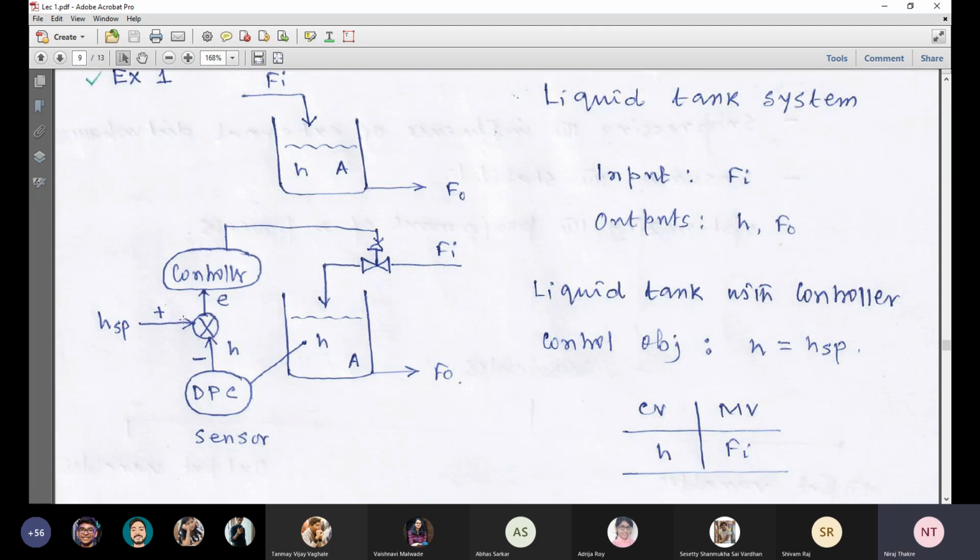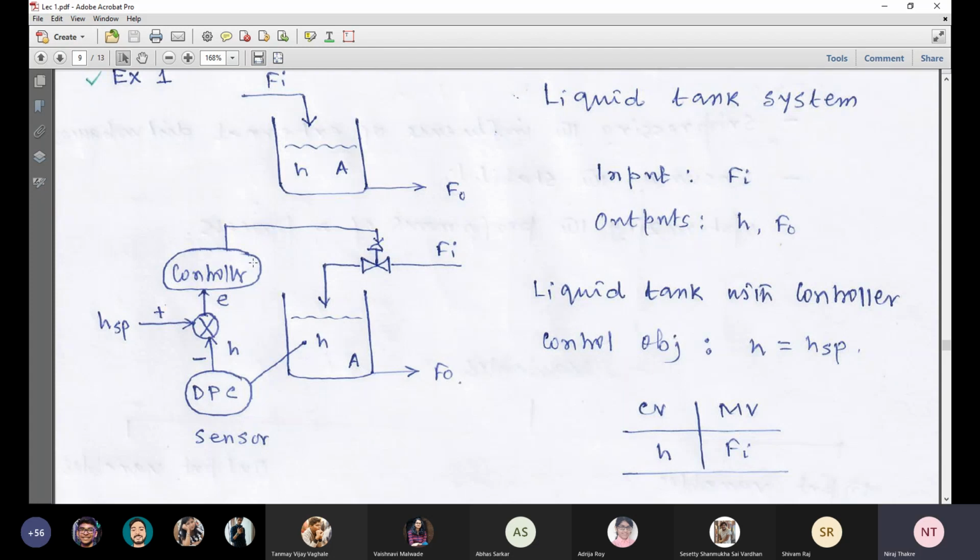So we compare this set point with our measured height in this comparator. It's nothing but a one-line program, that is E equal to HSP minus H. This is a one-line program you need to include in your computer. So the comparator is basically represented by a one-line program. Fine. Then this gives us the error signal. This error signal goes to the controller.